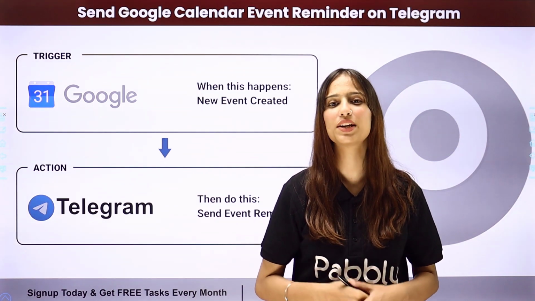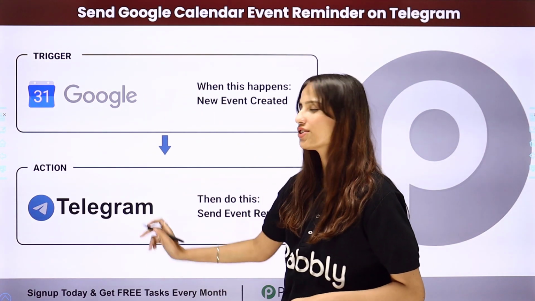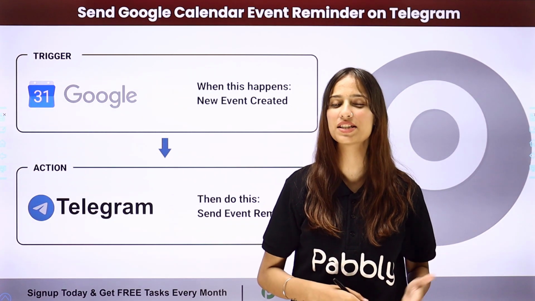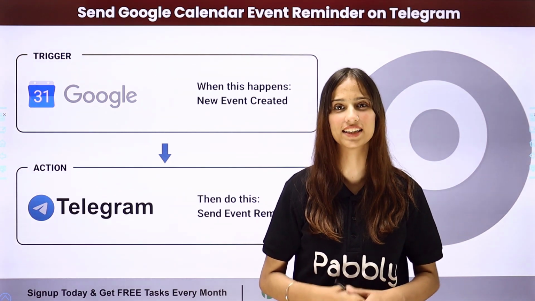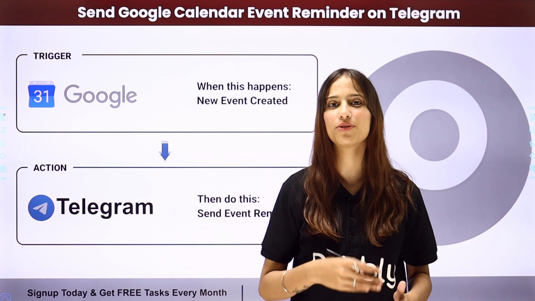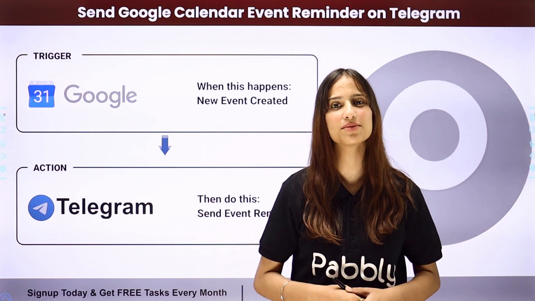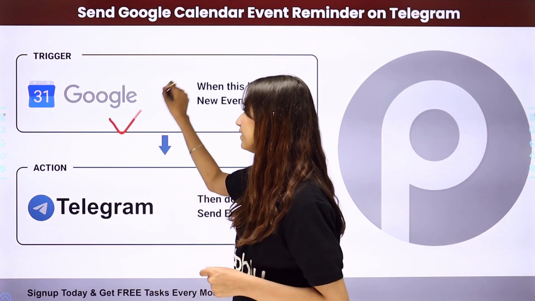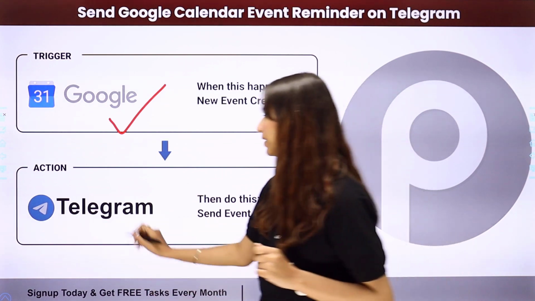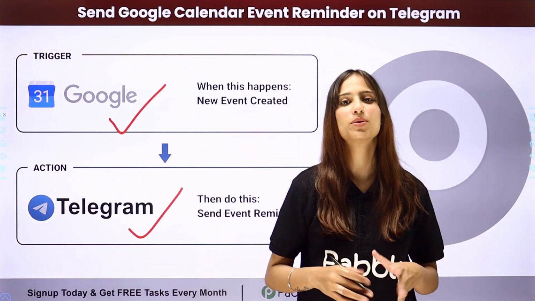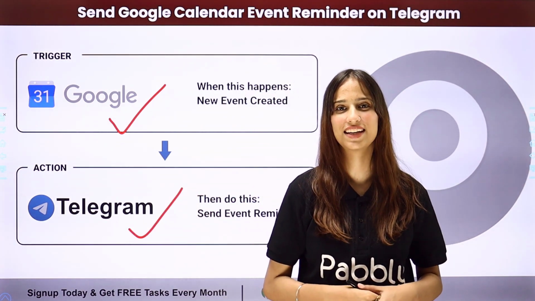So now to do this, I need to build a connection between these two applications, for which I'm going to use this amazing automation software, that is Pabbly Connect. Pabbly Connect follows the concept of trigger and action. So here to do this, my trigger application will be Google Calendar and my action application will be Telegram. So if you want to learn more about this, follow me through the screen.